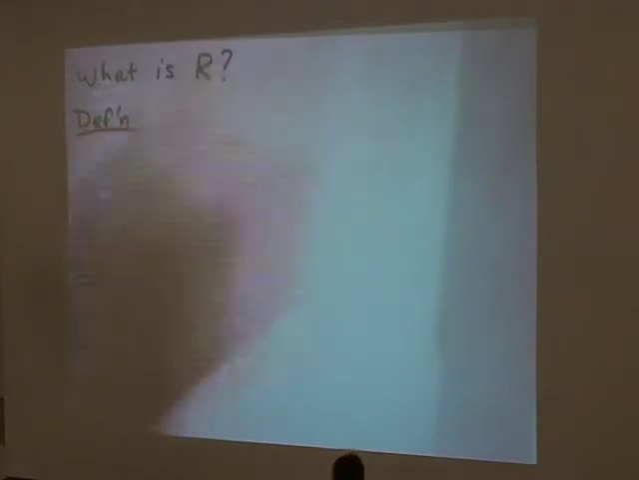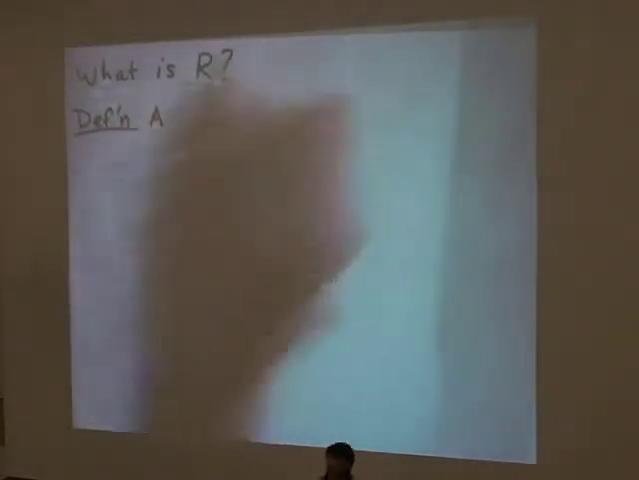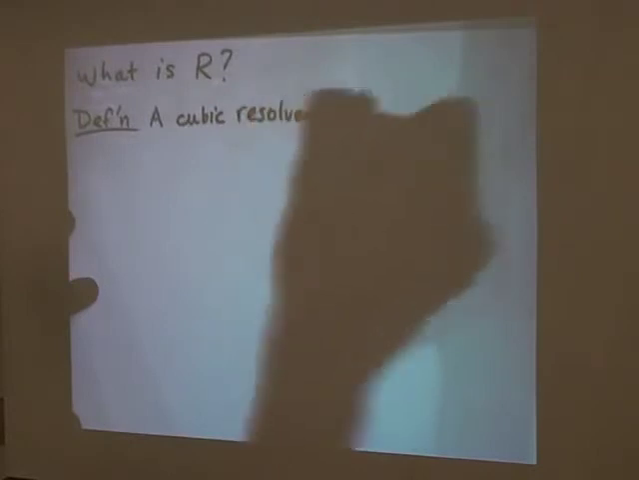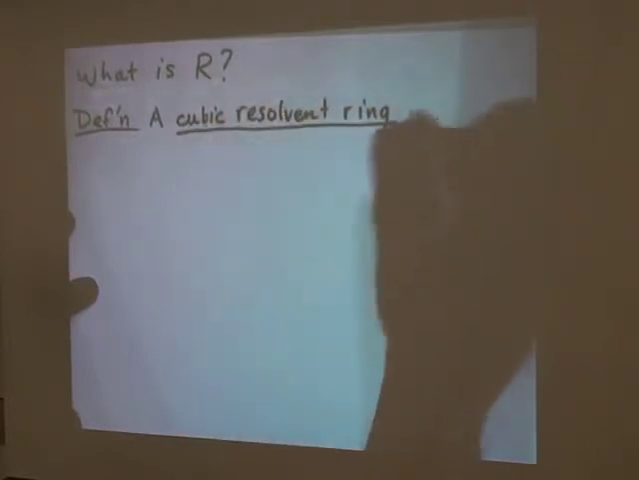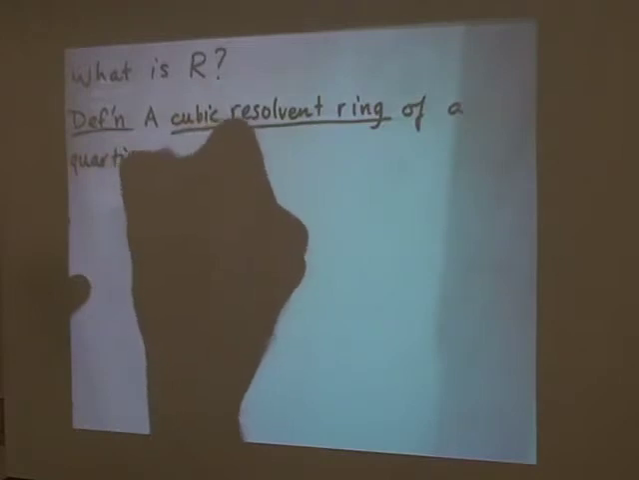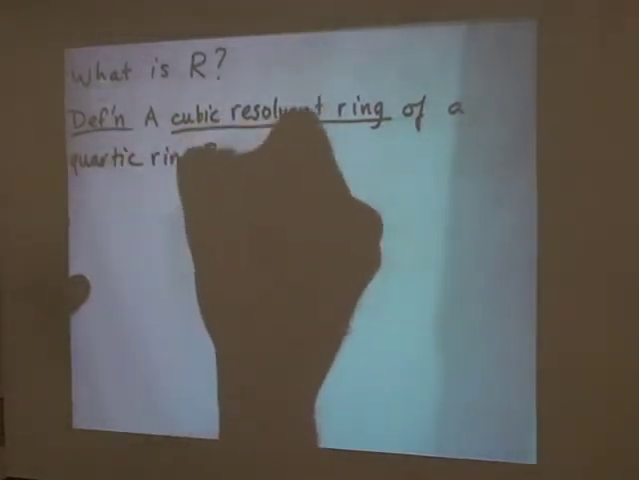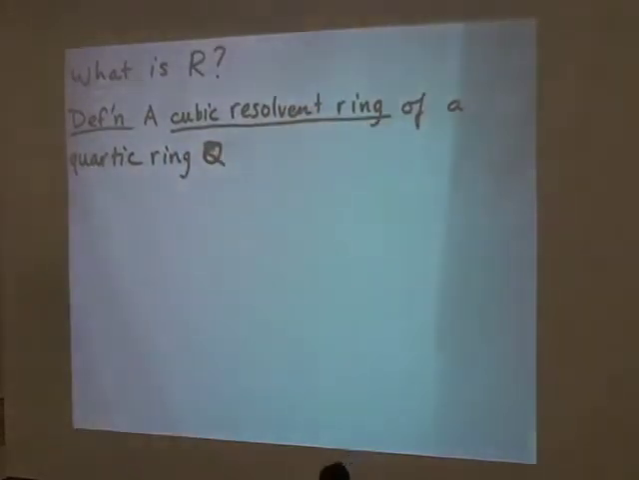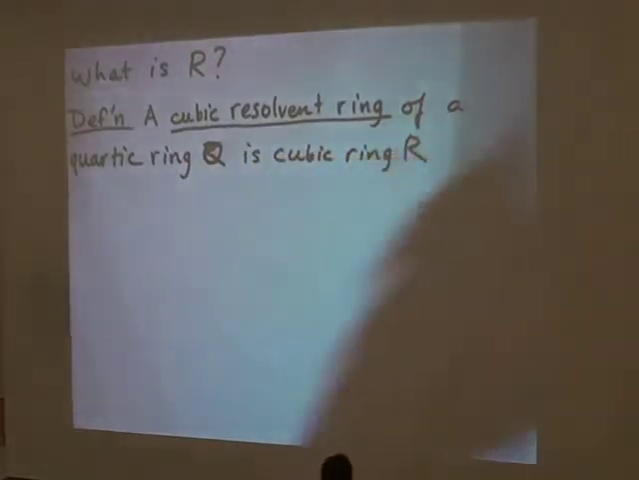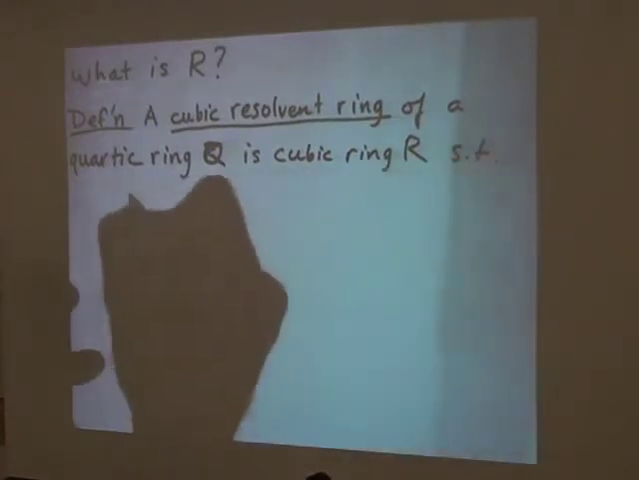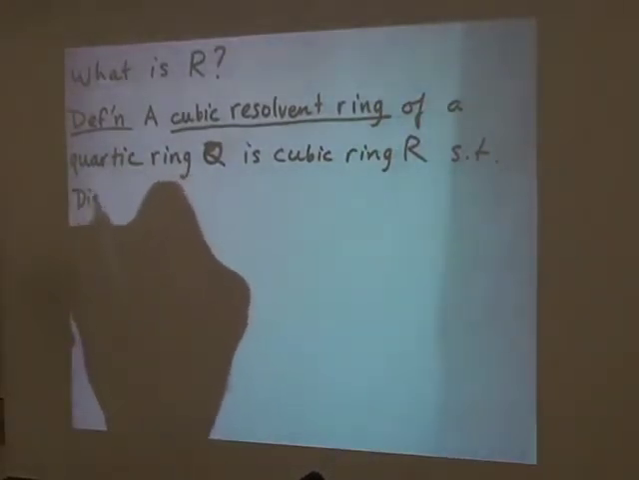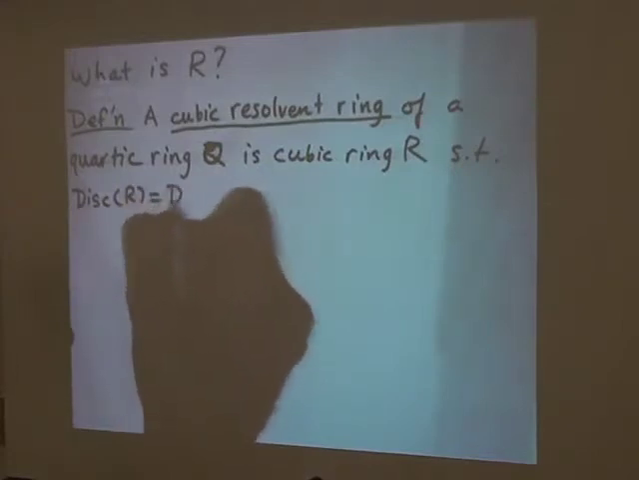So let me write the definition of a cubic resolvent ring and say what properties we'd like it to have. So a cubic resolvent ring of a quartic ring Q is a cubic ring R. And what properties do we want it to have? Well, first of all, we want the discriminants to be the same, just as in the cubic case, such that the discriminant of R equals the discriminant of Q.